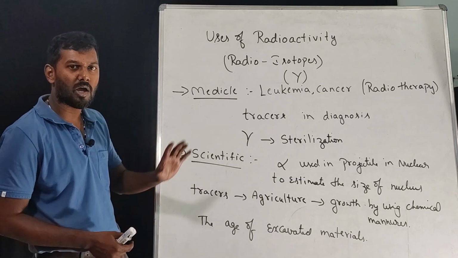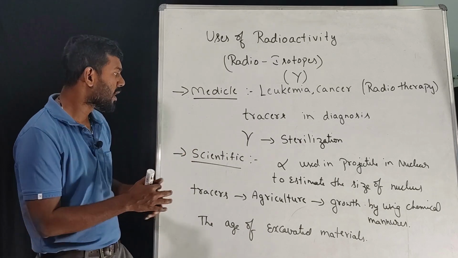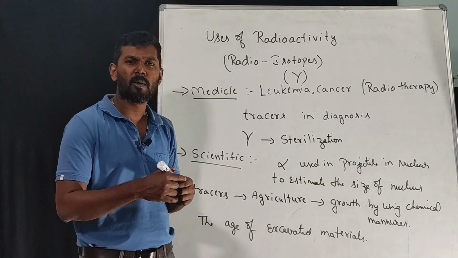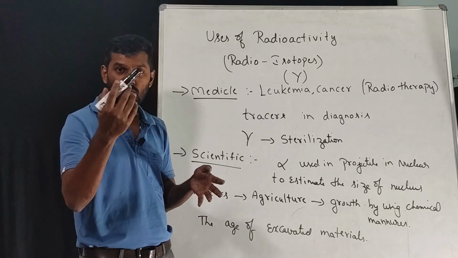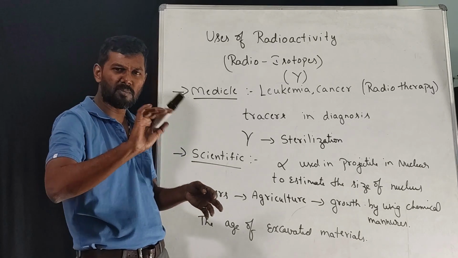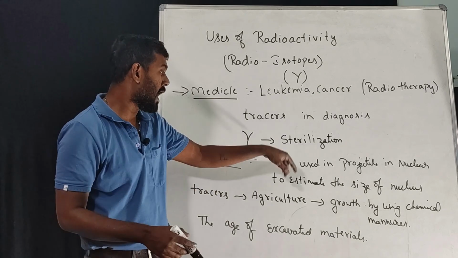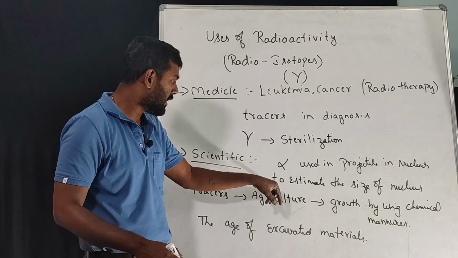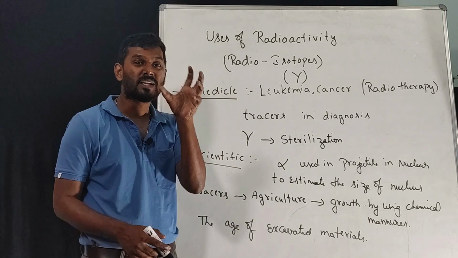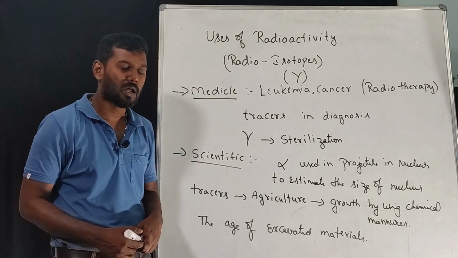Next, scientific use, how it is used in a scientific way. Alpha particles are used in projectile motion. What do you mean by projectile motion? Nuclear reactors, all those things. Projectile means going up and coming down, that is a simple way to explain projectile motion. Alpha is used there and to estimate the size of the nucleus and nature of the nucleus.